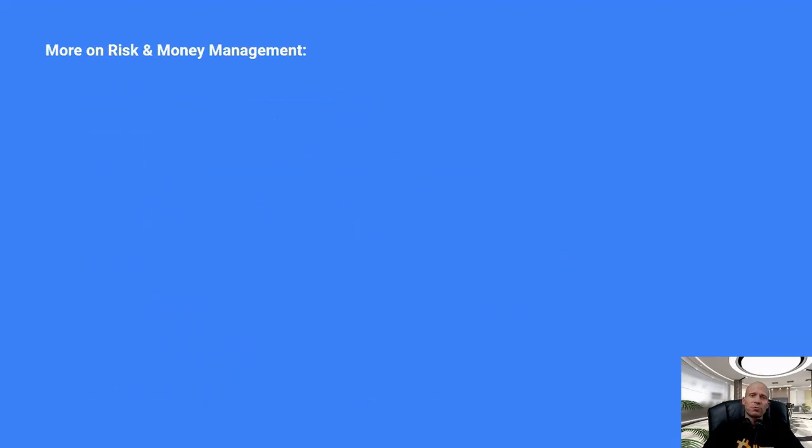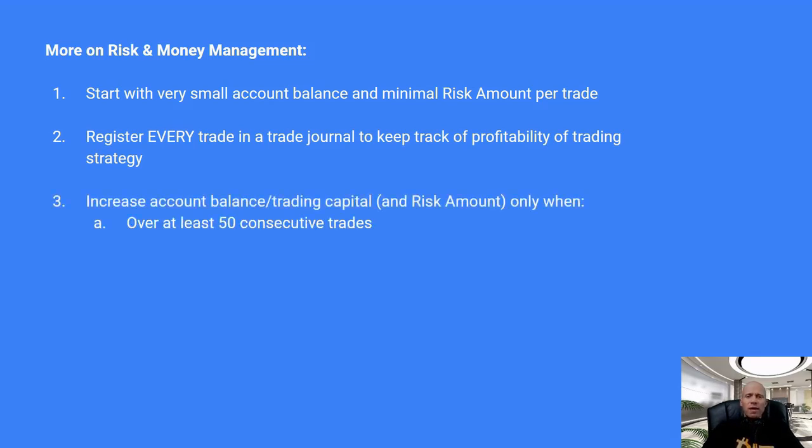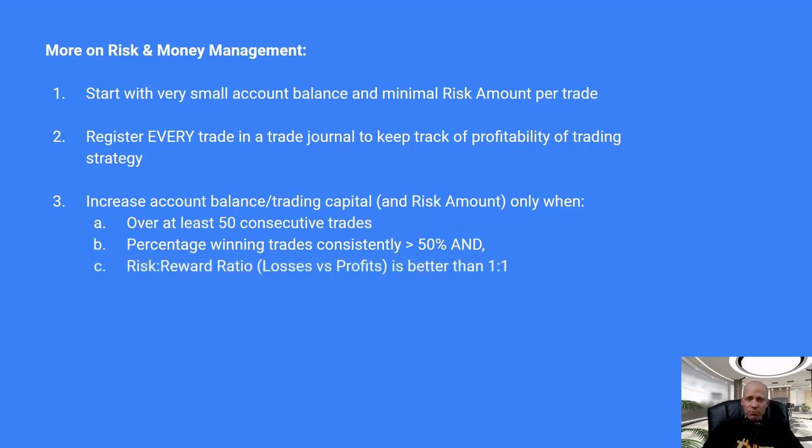Just a few more comments on risk and money management. When you start with trading, do that with a very small account balance and a minimal risk amount per trade. Register every trade in a trade journal to keep track of the profitability of your trading strategy. Increase the account balance or trading capital only when over at least 50 consecutive trades you had a percentage of winning trades consistently over 50% and your risk reward ratio, which is losses versus profits, is better than 1:1.